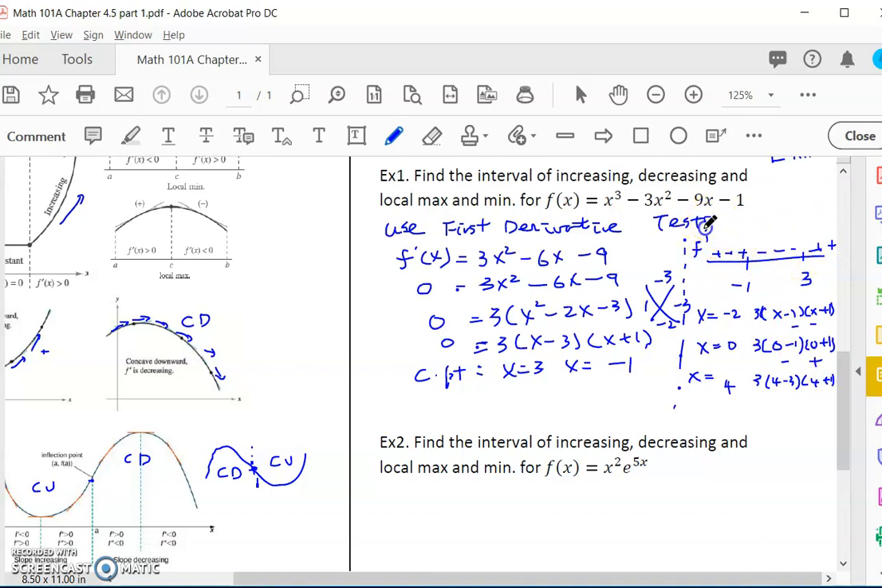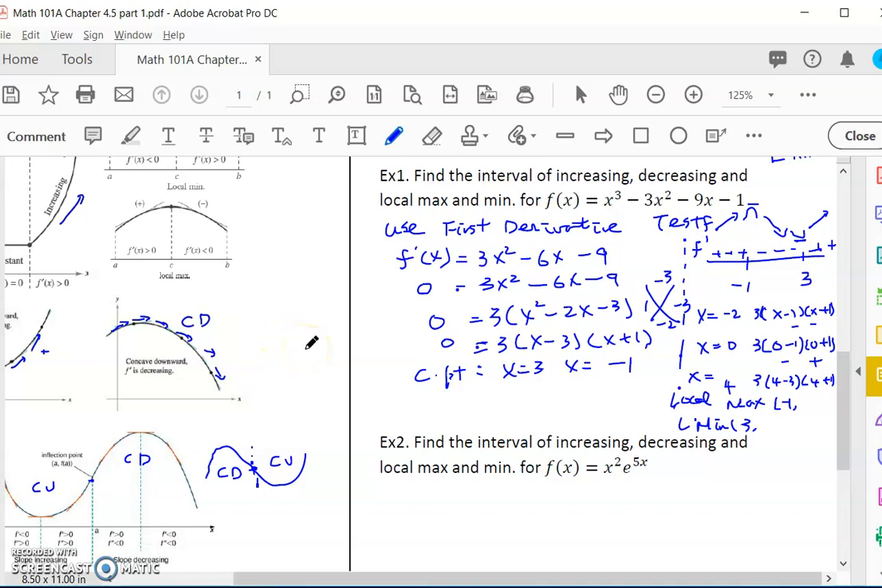Then I'm going to draw the f arrows: up because it's increasing, down because it's decreasing. And then at these two points, this one goes up and then down, so this is the maximum. This changes direction like that, so that is the minimum. So I would say local max at negative 1 comma something, local min at 3 comma something. How do I know that number? You plug in and you will find out.